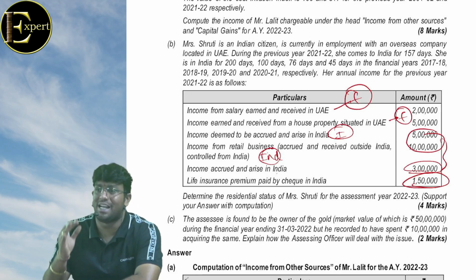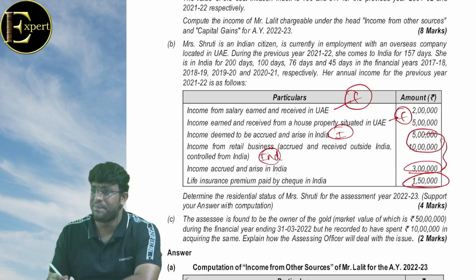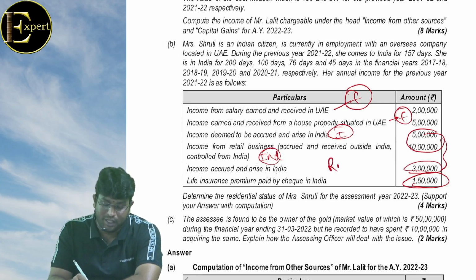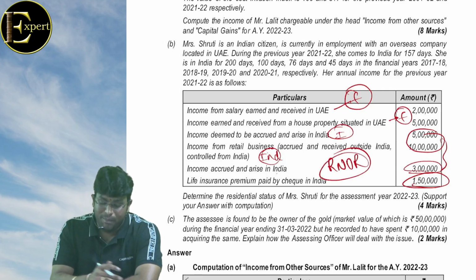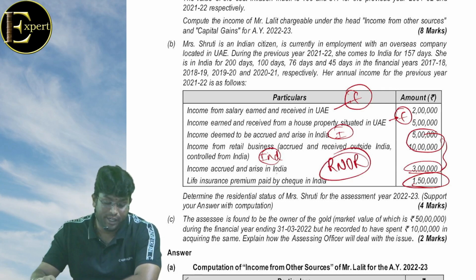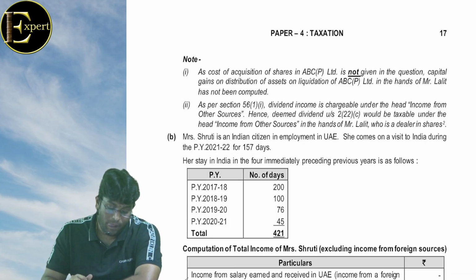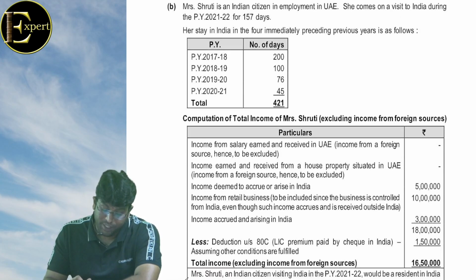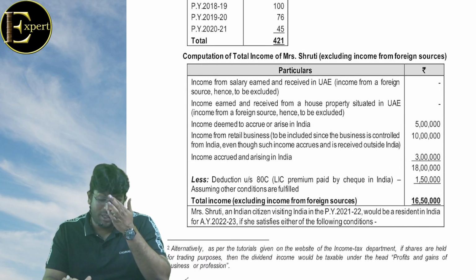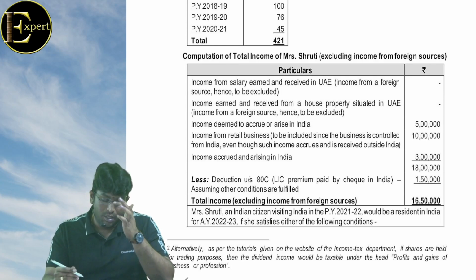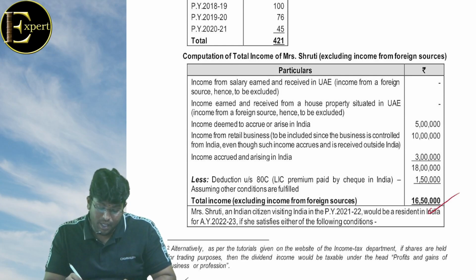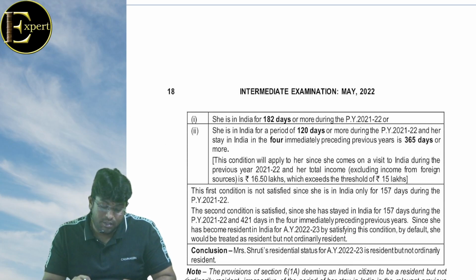She can easily satisfy the second modified condition. And once the second modified condition applies, you will only become RNOR, but you will never become a non-resident. Wonderful. The 421 condition is fine. We saw 16,50,000 just now, friends. Any one of the conditions is satisfied.